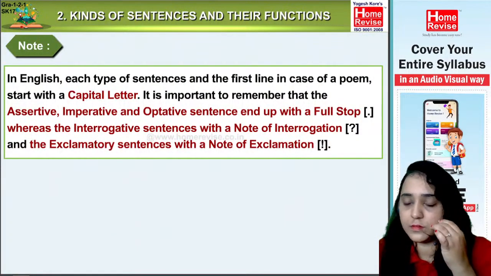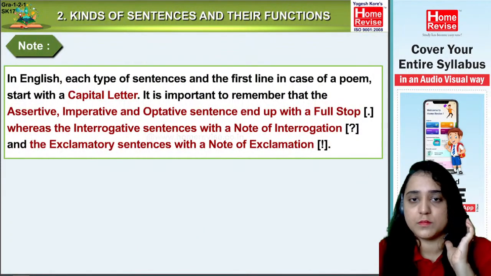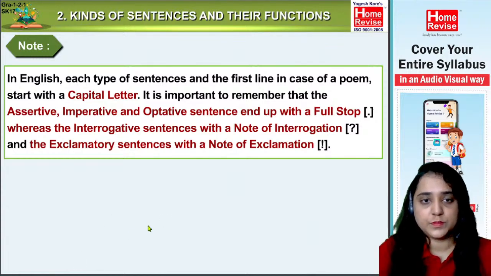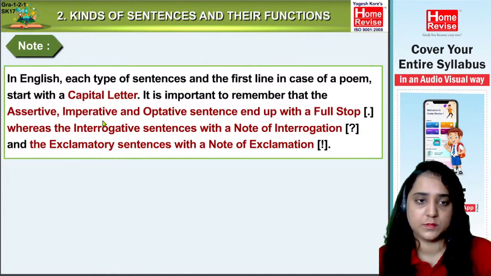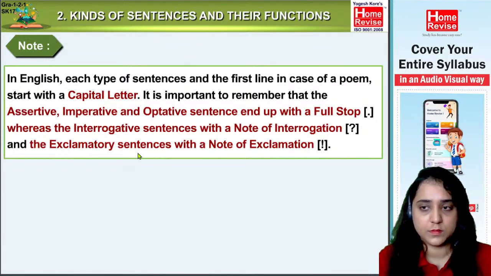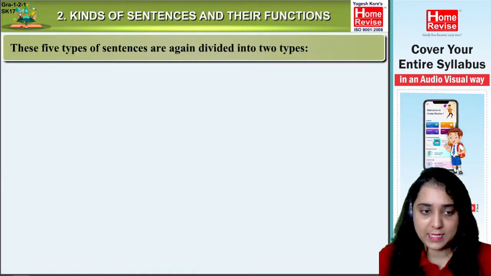Note: in English, each type of sentence and the first line in case of a poem start with a capital letter. It is important to remember that the assertive, imperative and optative sentences end with a full stop, whereas the interrogative sentence ends with a note of interrogation and the exclamatory sentences with a note of exclamation. Yes, five types of sentence.